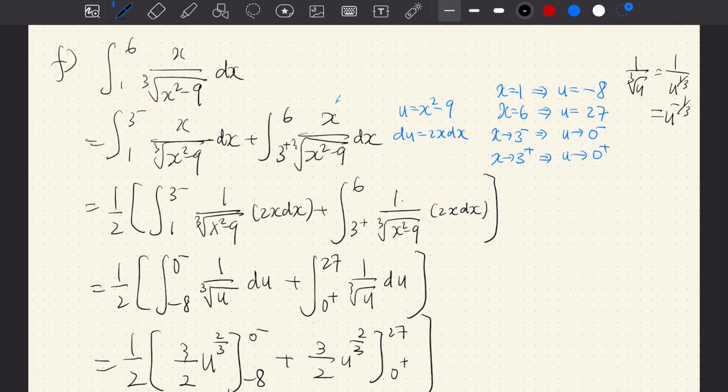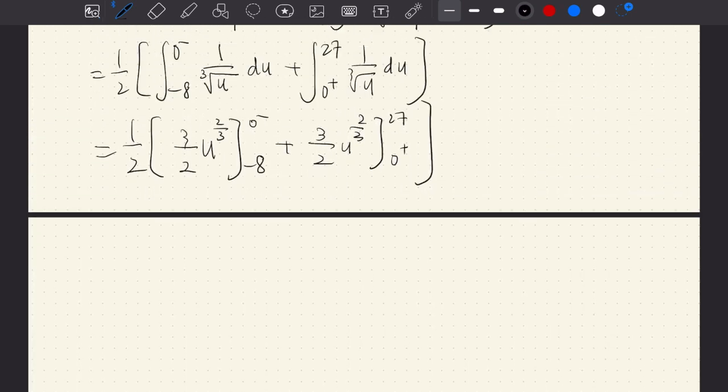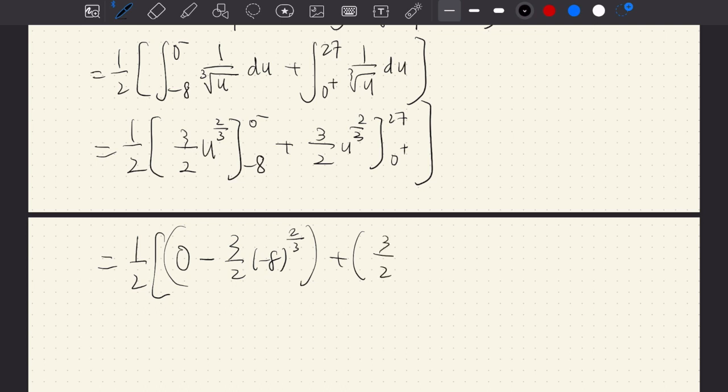Okay, now let's look at these numbers. So you can see that u to the 2 over 3 is actually continuous at 0. Because it is continuous at 0, the left limit, right limit, and the value at 0 all coincide. So we can just plug in 0 into it. So this is equal to 1/2 times 0 minus 0 minus 3 over 2 times negative 8 to the 2 over 3, and for the second term we have 3 over 2 times 27 to the 2 over 3 minus 0.